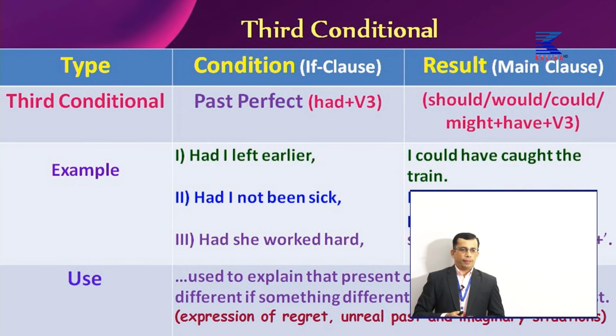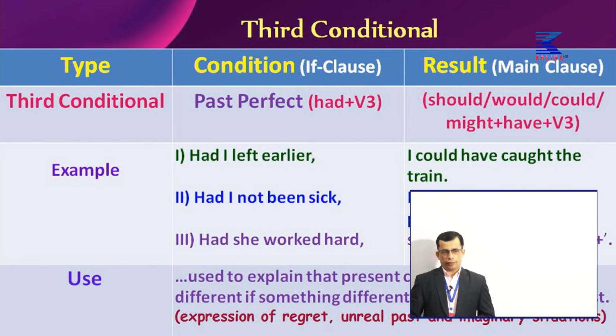Last example, had she worked hard, she might have scored A plus, had plus verb 3, right. You can see here had plus verb 3, past perfect. So, in the consequential clause or main clause, might have plus verb 3. Had she worked hard, she might have scored A plus.